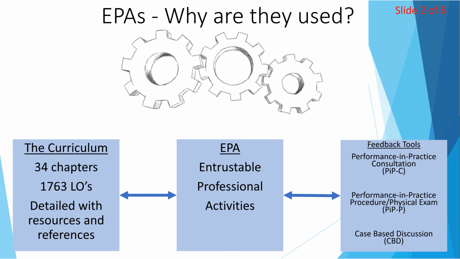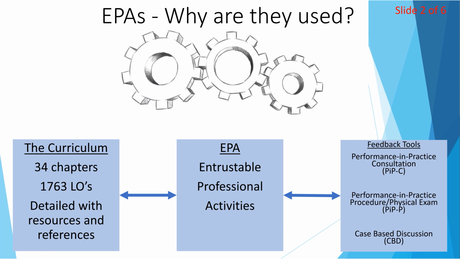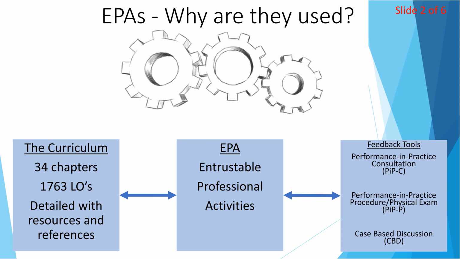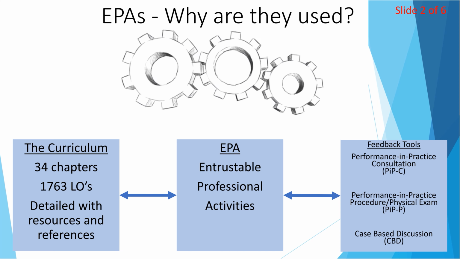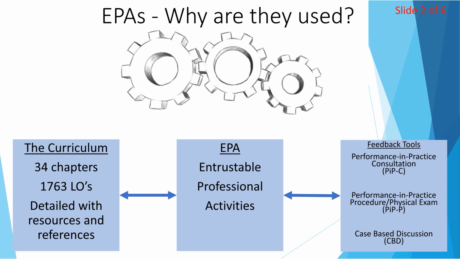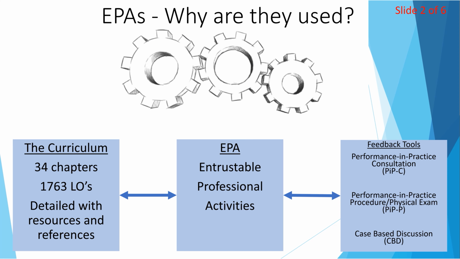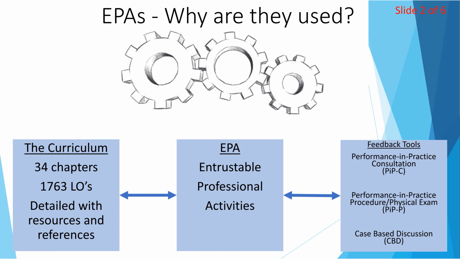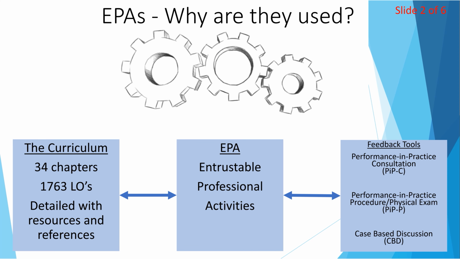The three tools currently available are the Performance and Practice Consultation, Performance and Practice Physical Exam or Procedure, and finally the Case-Based Discussion. Both the PIP-C and PIP-P require the trainer or person giving the feedback to have directly observed the event.